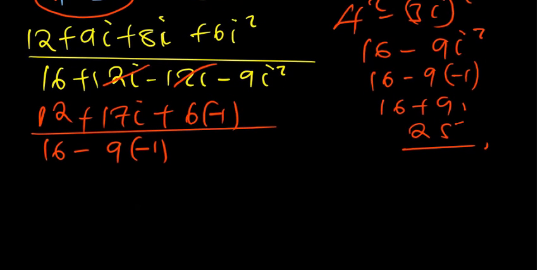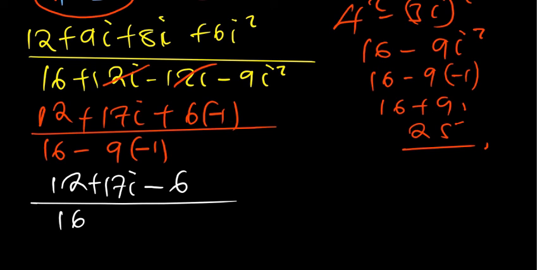So I'm going to end up having on top there a 12 plus 17i, then minus 6, divided by 16, negative is going to be plus 9. And for sure, I told you that down there we are going to end up getting a 25. Have you seen a 25? So 12 minus 6 is going to be 6 plus 17i over 25.